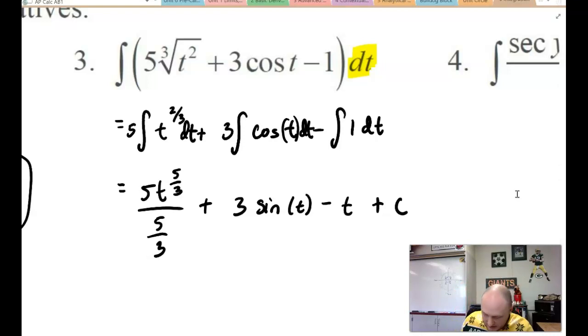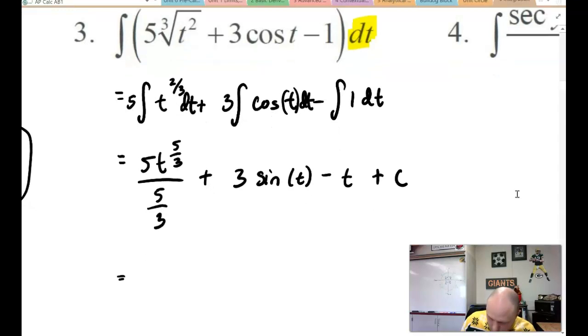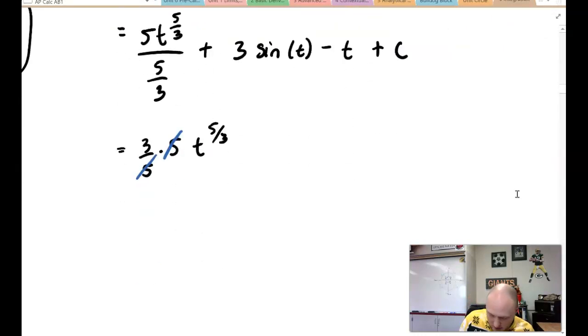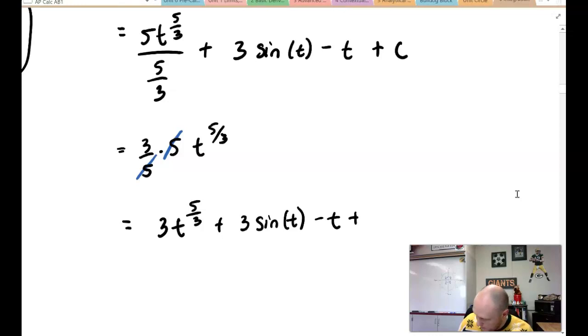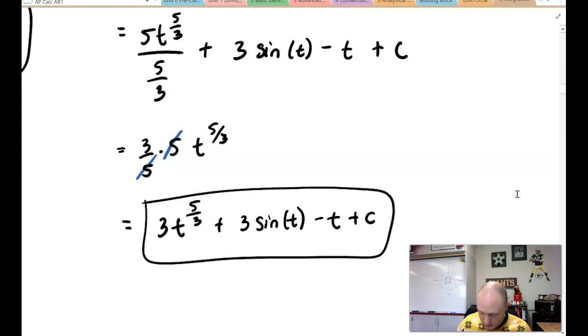I do want to go ahead and clean this up. Here I have 5t to the power of 5/3 divided by 5/3, so I'm going to multiply by 3/5. And what ends up happening is my 5's cancel. So here is my final answer: 3t to the 5/3 power plus 3 sine of t minus t plus c. Not too bad, not too bad.